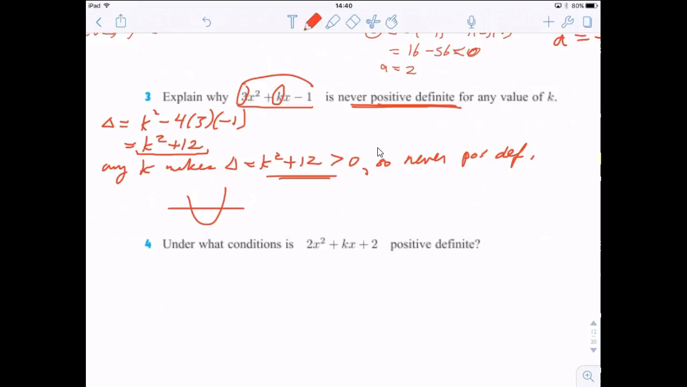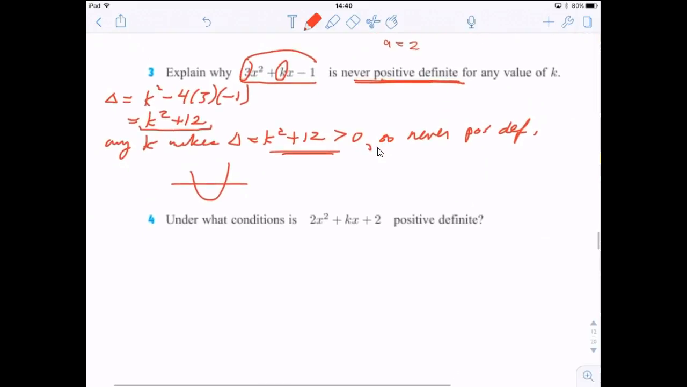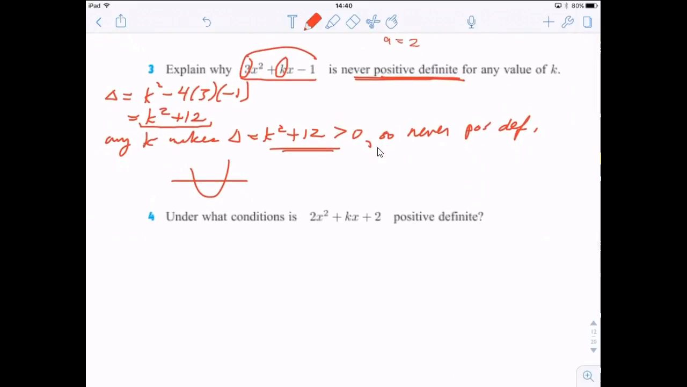So this is kind of an example of a problem that requires a little bit of algebra and thinking, but it's basically the same idea of what we just did before. It's just harder because you have to explain many different cases and not just one. Under what conditions is 2x squared plus kx plus 2 positive definite? Okay, so now they're saying that for this function, sometimes it's positive, sometimes it's negative. Depends on the k value.